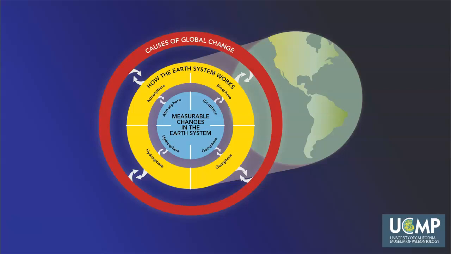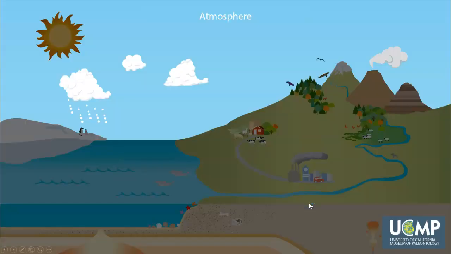So the Earth system is going to consist of four major parts: the atmosphere, hydrosphere, geosphere, and biosphere. So we're going to start by just briefly reviewing what each of those are.